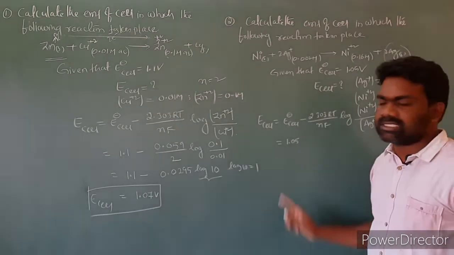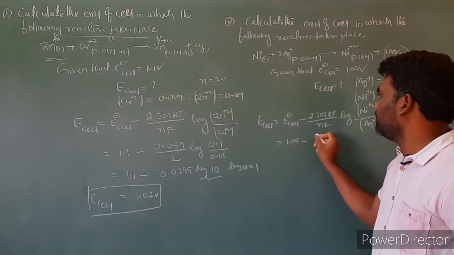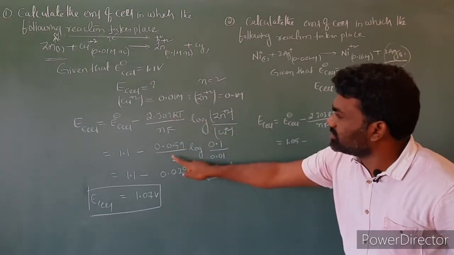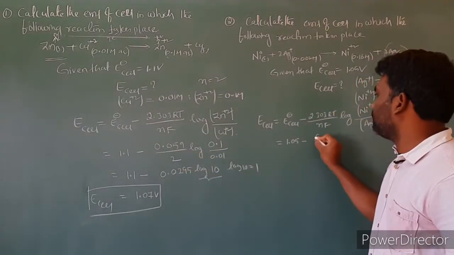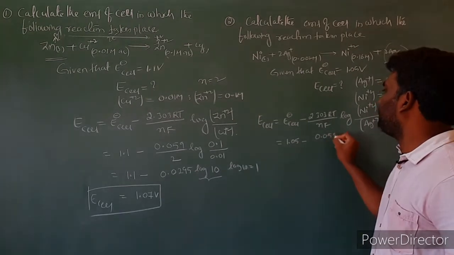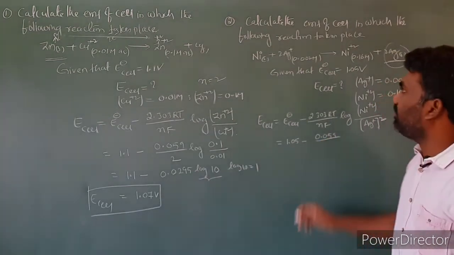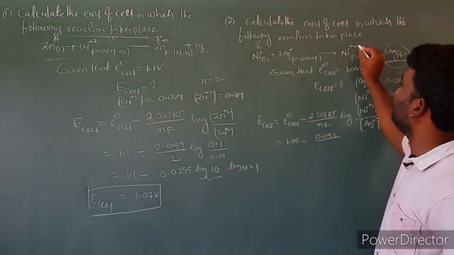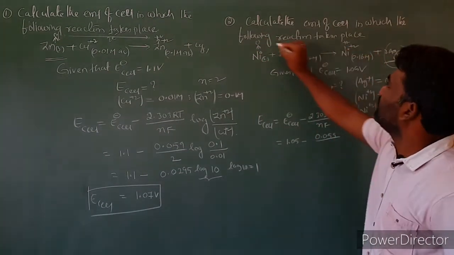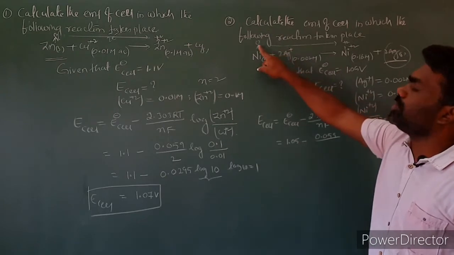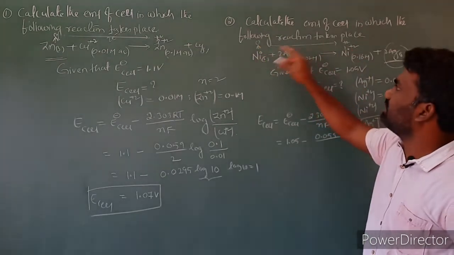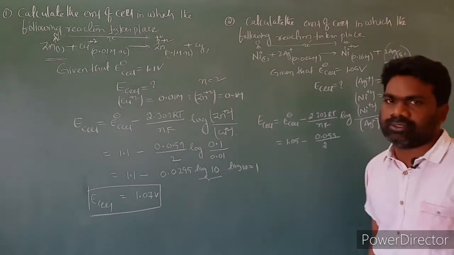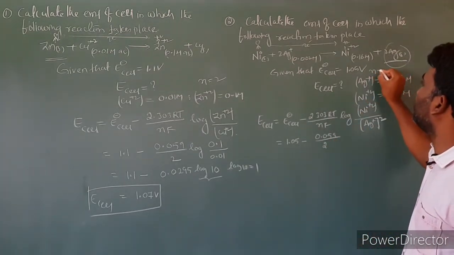Standard potential of the cell is given as 1.05 volts minus 2.303 RT by F, which we take as 0.059 by n. We have to substitute the n value. How many electrons? Here nickel has oxidation number 0, converting into Ni plus 2, so the number of electrons lost by nickel is 2. So this is by 2. N is equal to 2.